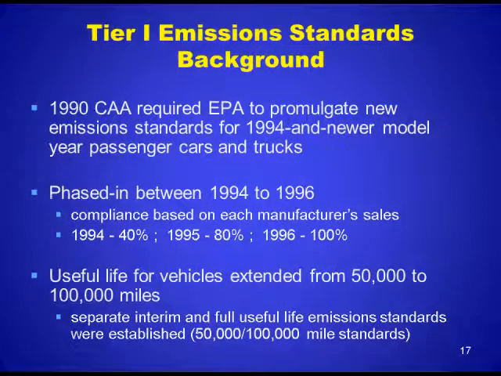Now we're going to have an overview of EPA's passenger vehicle standards programs. Again, we have something called the Tier 1 emission standards, and here's the background. In 1990, the Clean Air Act required EPA to promulgate new emission standards for model year 1994 and newer passenger cars and trucks. It was phased in between 1994 and 1996, and compliance was based on each manufacturer's sales. The useful life for vehicles was extended from 50,000 to 100,000 miles with separate interim and full useful life emission standards.